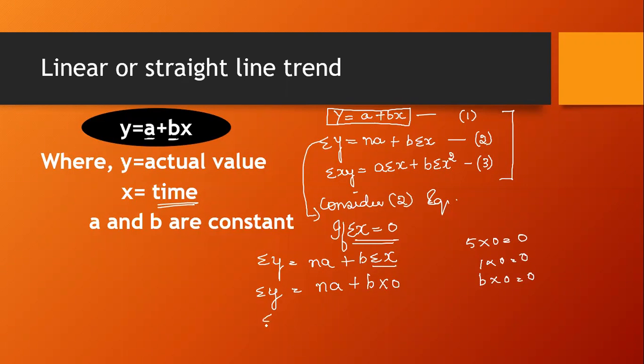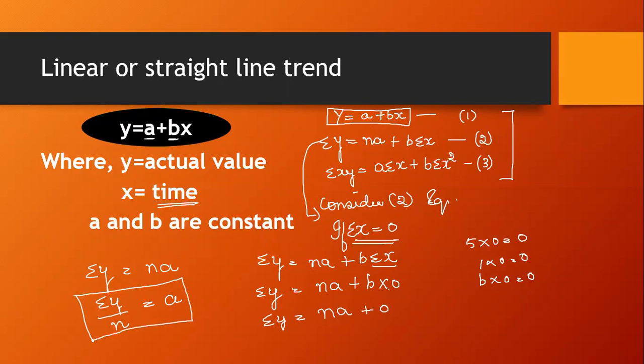So what remains? Summation y is equal to na. B into 0 is nothing but 0, no value for that. Now what is remaining? We have got summation y is equal to na. So now which value do we need? We have to find the value of a. So a is nothing but summation y divided by n. So this is the formula to calculate the value of a. Did you get how we have found the value of a?